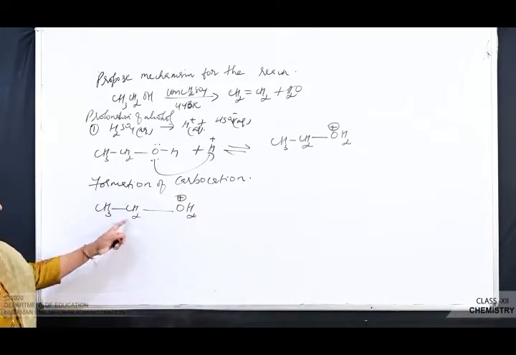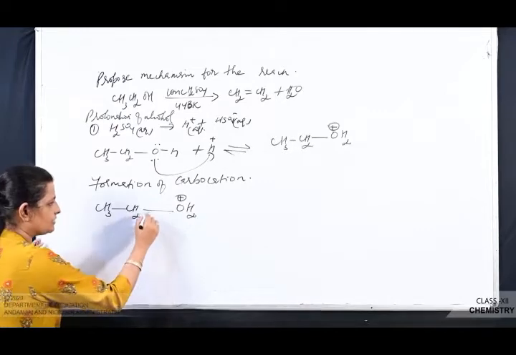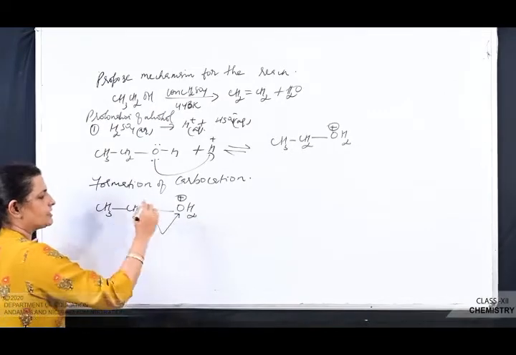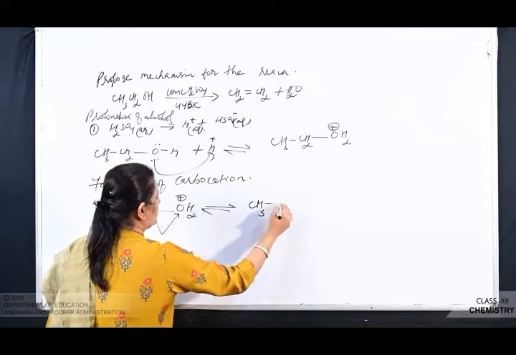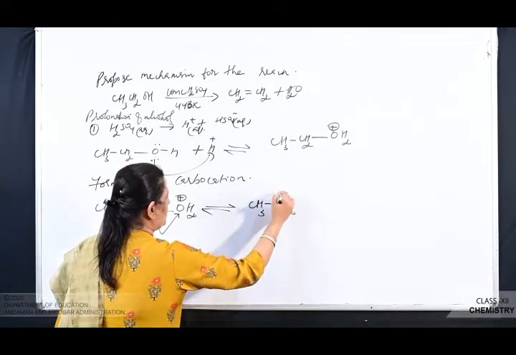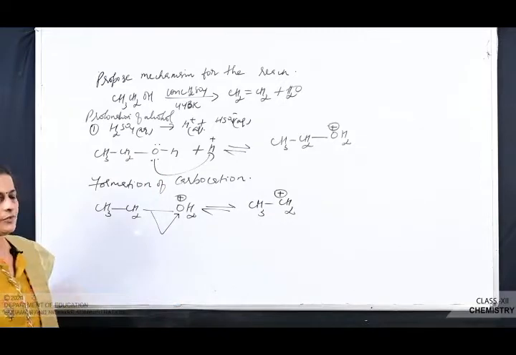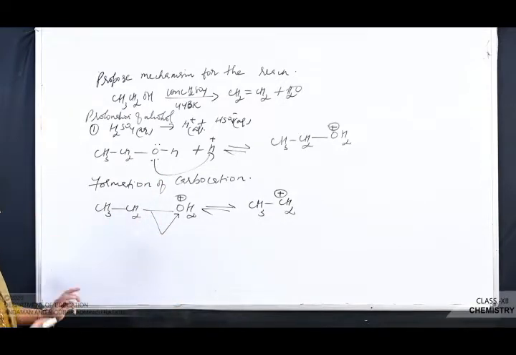Now, when you take carbon and oxygen, oxygen is more electronegative, so this electron pair will shift here, resulting in the formation of what? Carbocation. So that's how I said, look at the stability of the carbocation. So here what type of carbocation is formed? A primary carbocation you have got.